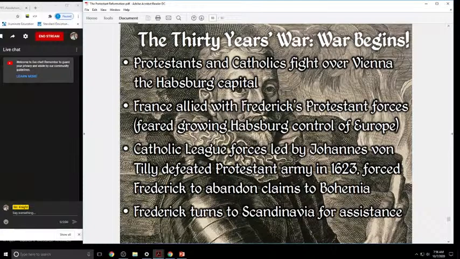And von Tilly is a master general, okay? He is a really tried and true commander. And he defeated the Protestant army in 1623 and forced Frederick to abandon his claims to the throne of Bohemia. So the Catholics come out strong in the 30 Years' War, being led by Johannes von Tilly. Frederick, though, isn't willing to give up yet. What he does is he turns to Scandinavia, which is Northern Europe, for assistance.